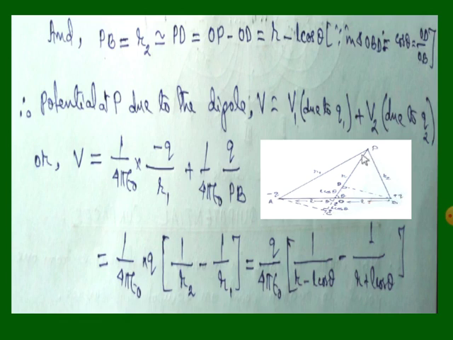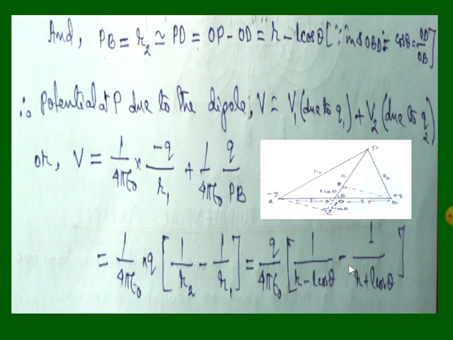So what happened? Electric potential due to the negative charge, electric potential due to the positive charge, you need to take it separately, and you have to do superposition, you have to sum it up. Okay, it is given here. So if you do the simplification, then it will come as 1 by (R minus L cos theta) minus 1 by (R plus L cos theta), like that.